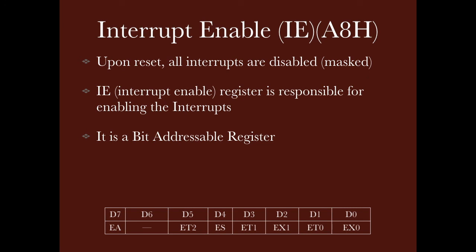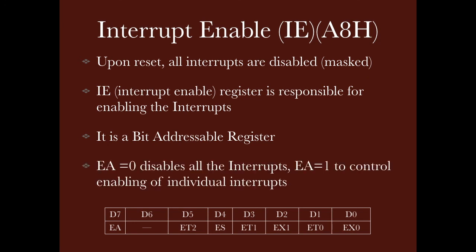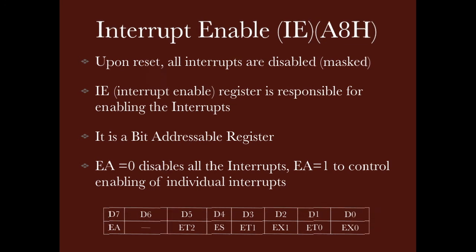Pin D6 is not used here. EA was D7. Then D5 is used to enable or disable timer 2. Similarly, D4 for serial port, D3 for timer 1, D2 for INT1, D1 for timer 0, and D0 for INT0 interrupt. Thus, we can say that when EA is 0, it disables all the interrupts, and when EA is 1, we can control enabling or disabling of individual interrupts.